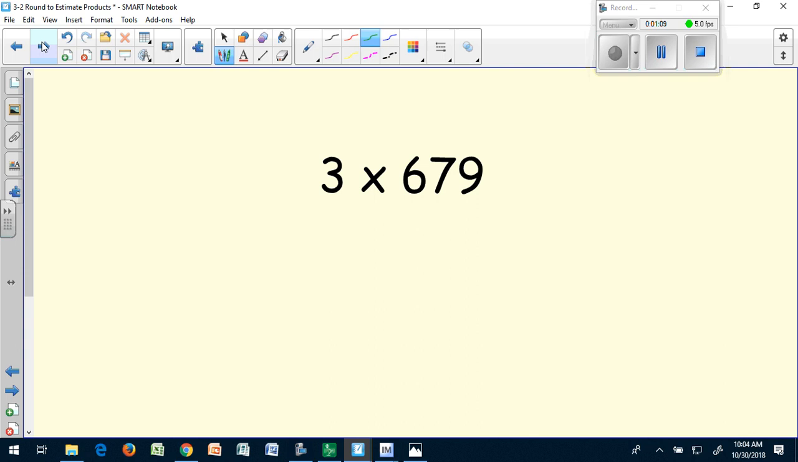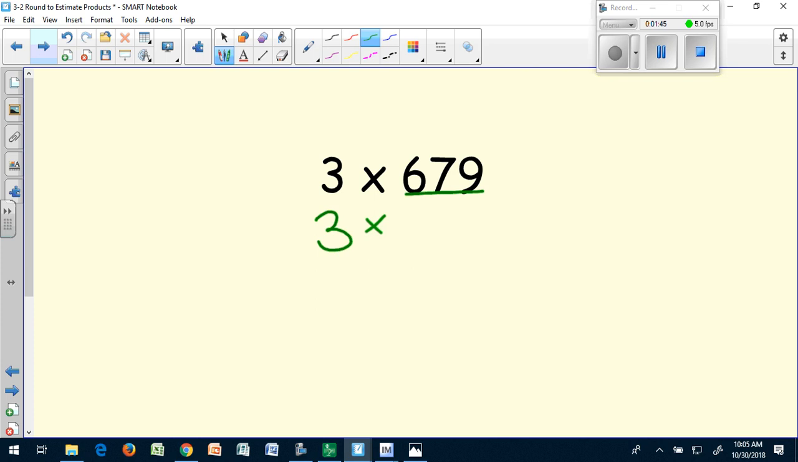Let's take a look at our first equation, 3 times 679. We want to make the problem easier so we can use mental math to solve it. I'm not going to change my single digit because I know how to multiply numbers by 3. Let's write this in our notebook and then rewrite the equation with an estimate. My 3 will stay the same, but my second factor is the number I'm going to round to estimate. Since it's in the hundreds, I want to round to the nearest hundred.